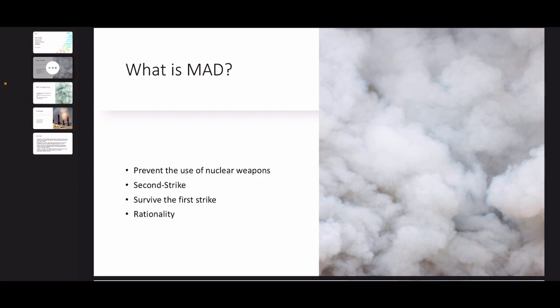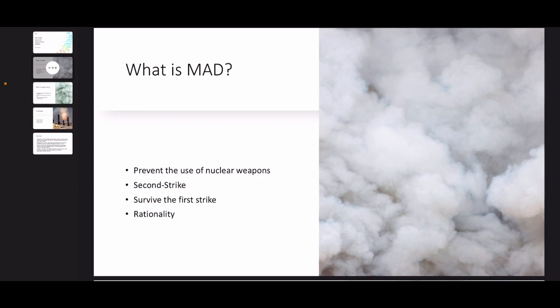And then next one, second strike capability. Second strike capability just ensures that if there were to be a nuclear weapon launched onto the United States, that we'd have the capabilities of striking right back, which in return increases the risk of the enemy sending a nuclear weapon in the first place.